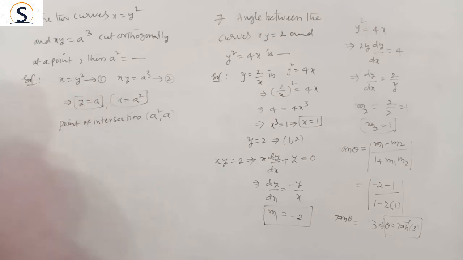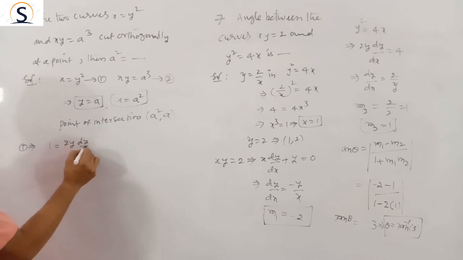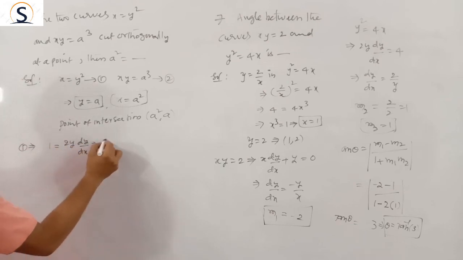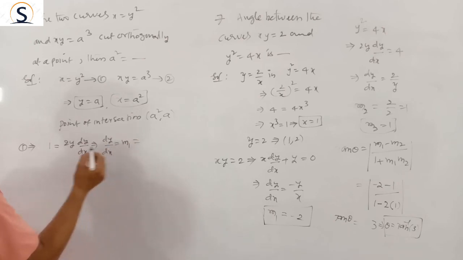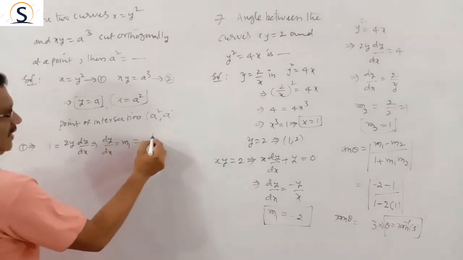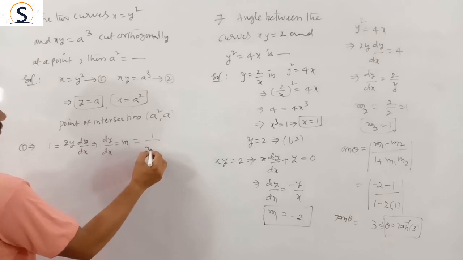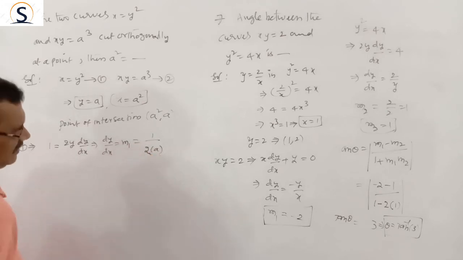Next, differentiate. For the first equation, x derivative is 1, directly differentiating, this is 2y dy by dx. That means dy by dx, or m1, is equal to 1 by 2y, and y means a. m1 is equal to 1 by 2a.